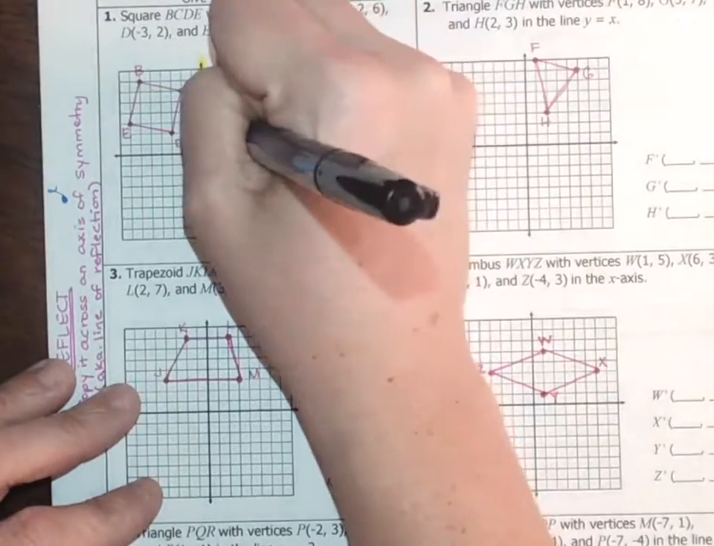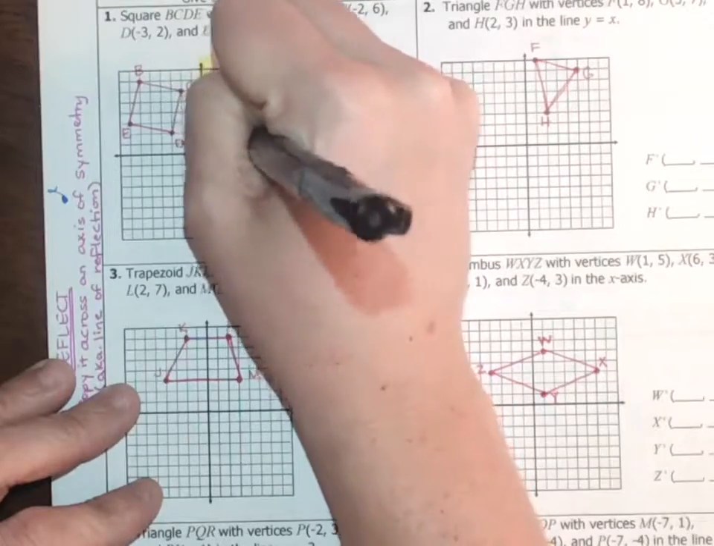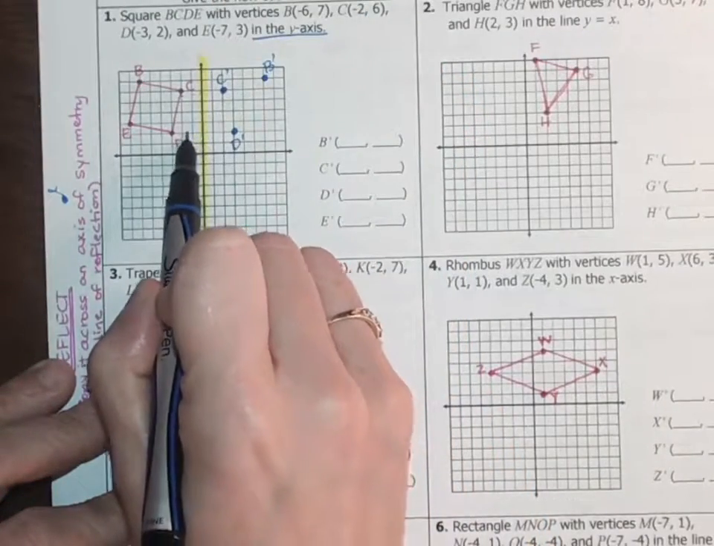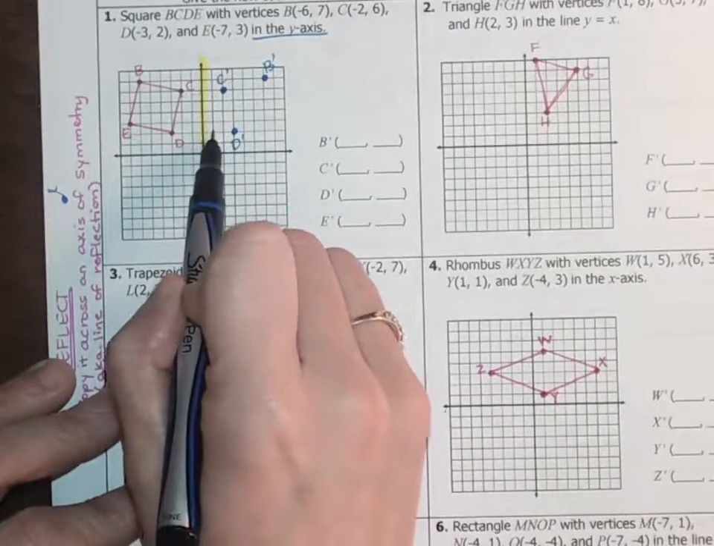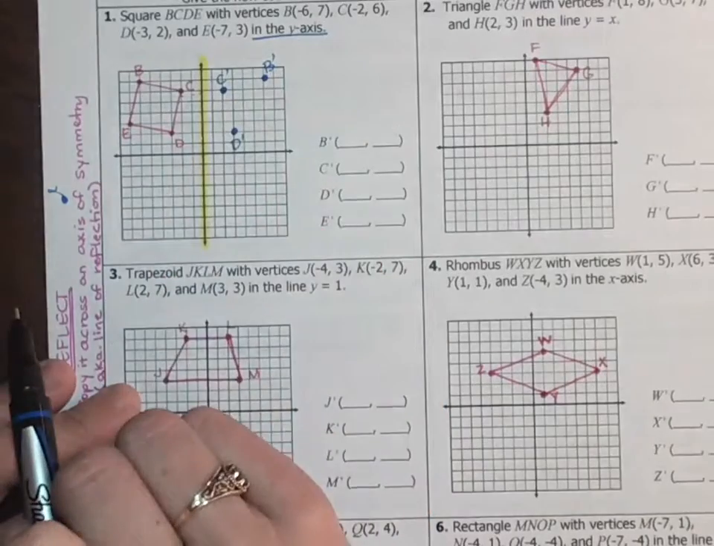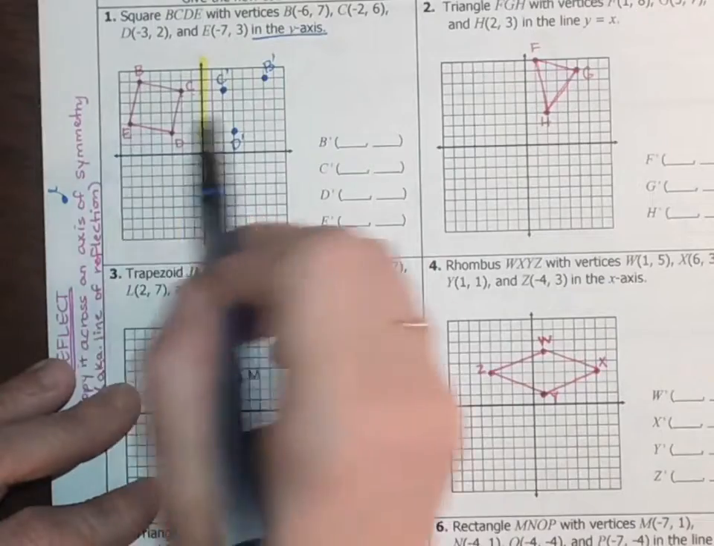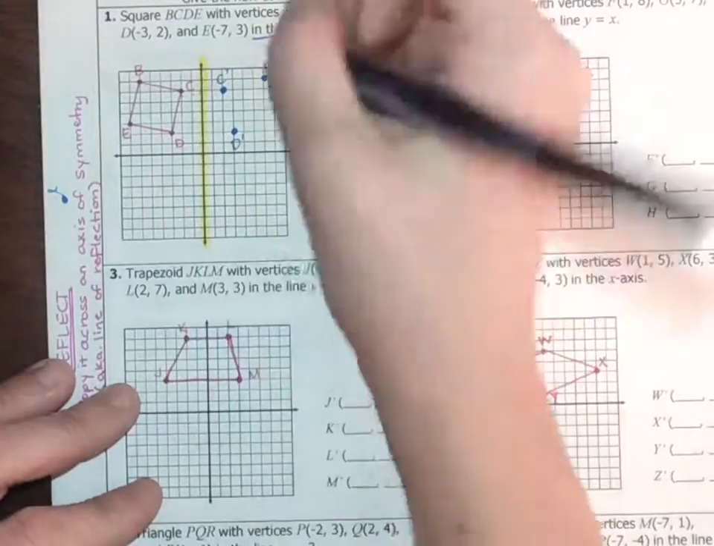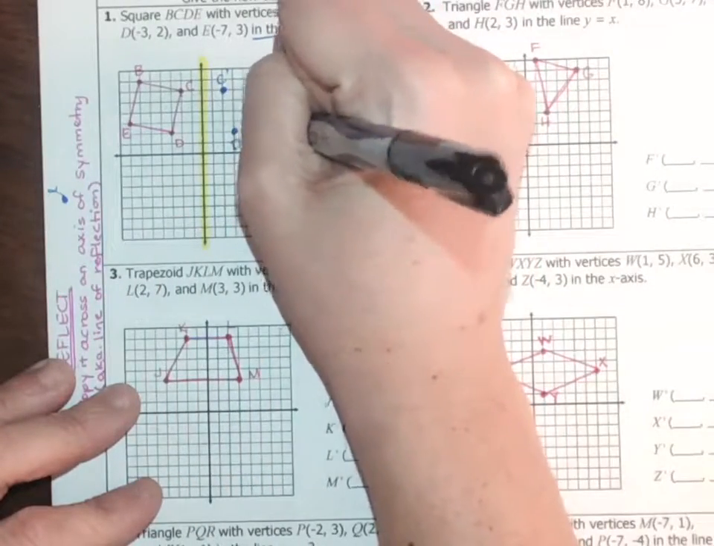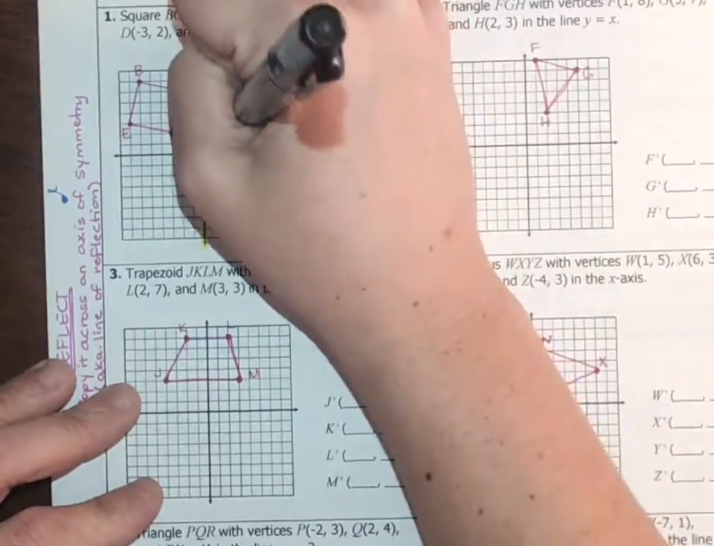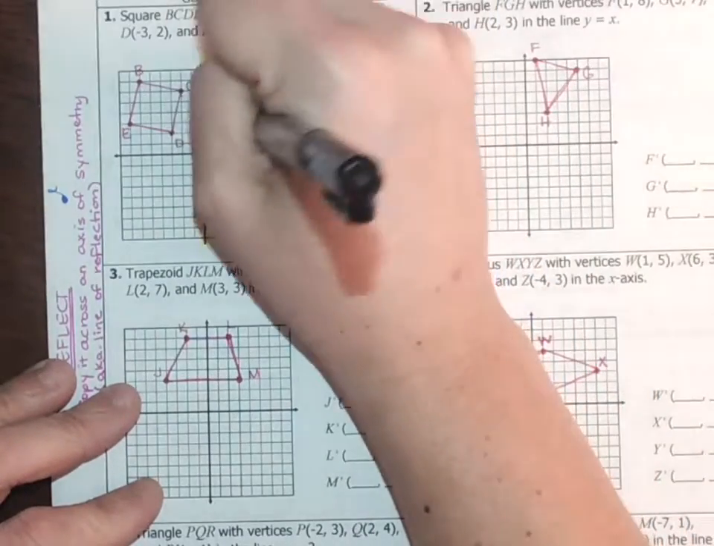For D, again, we're going to make sure we're using the same measure. So we've got 1, 2, 3 points to the left. So now the reflection is 1, 2, 3 points to the right. And then for E, I'm going to go all the way over to -7. Here I'm going to go to +7. E for E prime.